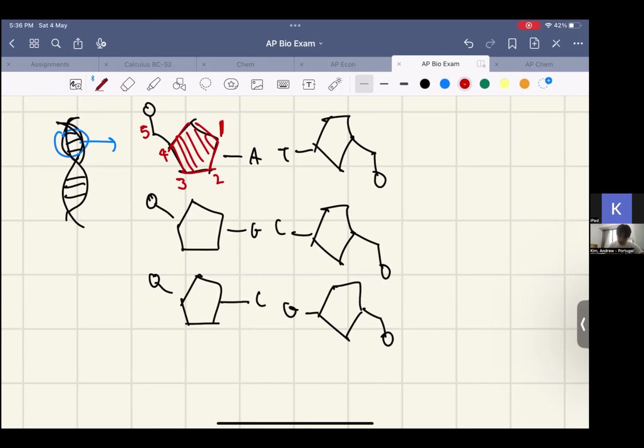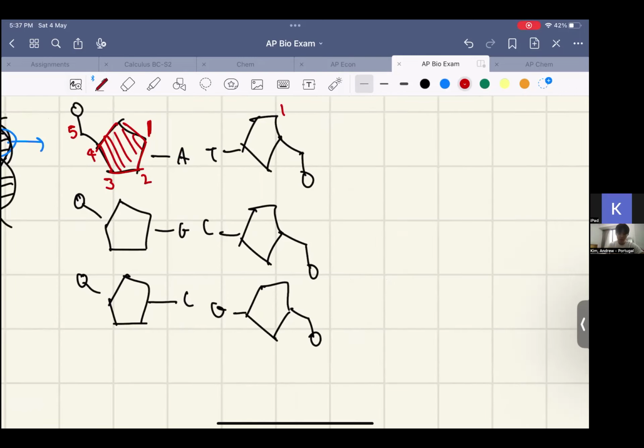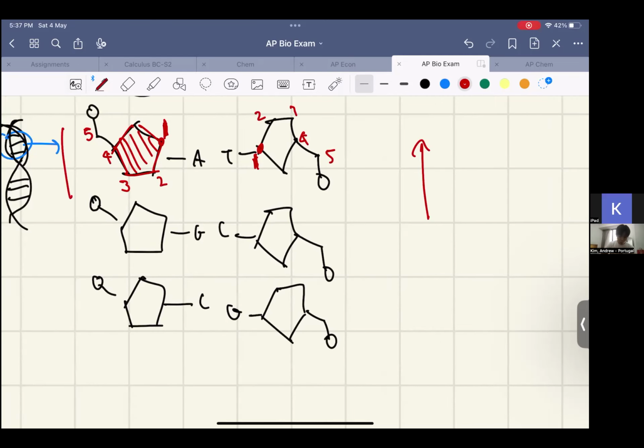Now, if we were to do the same thing here, instead of naming here this one, we name this one. Why are we naming this one? Well, if you really think about it, 1 over here is equivalent to 1 over here, right? Because they're flipped. So 1 position here will be 1 position here. So if we were to name all the carbons on the right side as well, it's going to be 1, 2, 3, 4, 5 like this, right? Now, we're going to talk from top to bottom. Now, if we were to talk from top to bottom, what's the order of carbons?